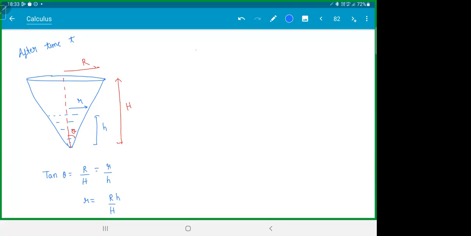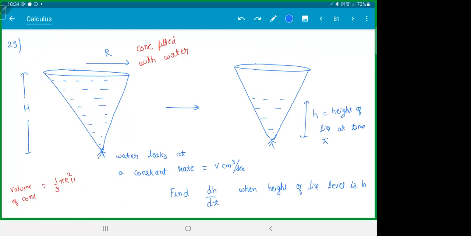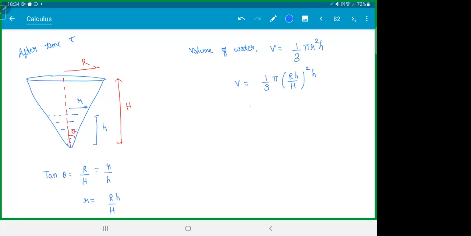Now after time t, what is the volume of that water? Volume of water, V, will be 1 by 3 pi small r square h. Now there are two variables, right? I don't want two variables, so let's replace r. How do you know which one to replace? The question is find dh by dt, which means you don't want small r, you want h. So V equals pi by 3 into capital R square by capital H square into h cube.